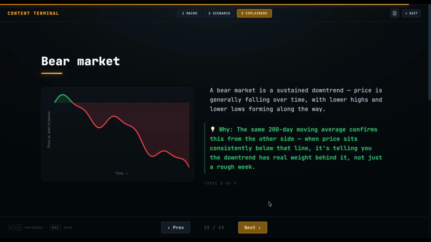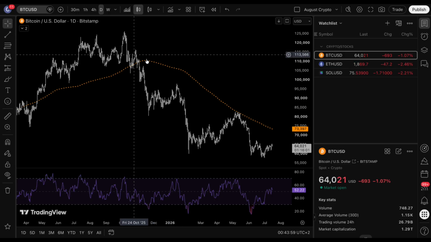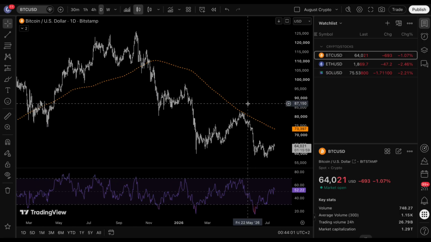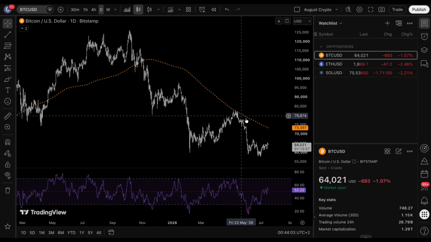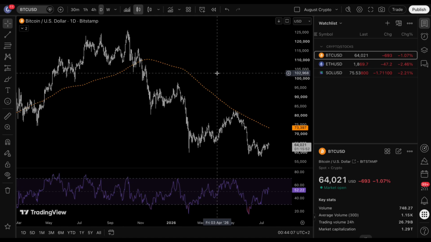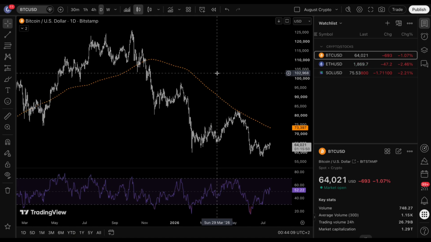Another nice way of seeing it is by looking at the technical indicator, the 200-day moving average. The 200-day moving average confirms that we're in a bear market if the price action is below the moving average. This is what we've been looking at the whole time, guys. The price action of Bitcoin is below the 200-day moving average, and this confirms that we're in a bear market. Very important.